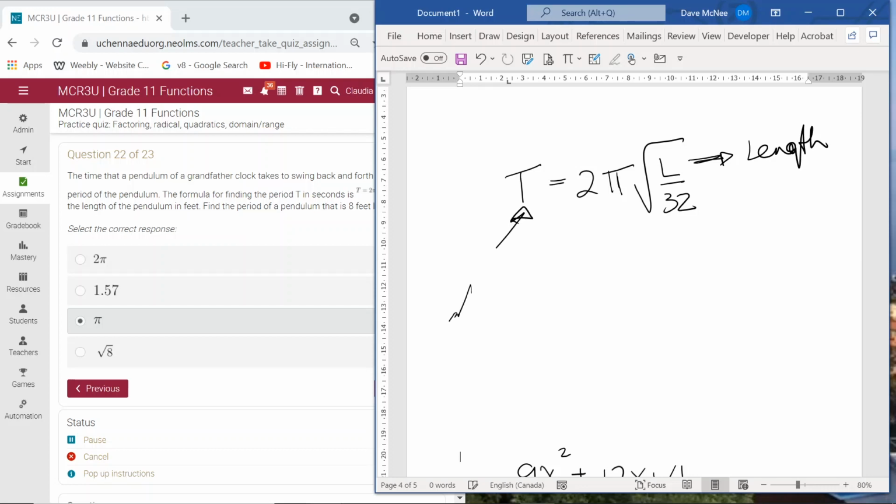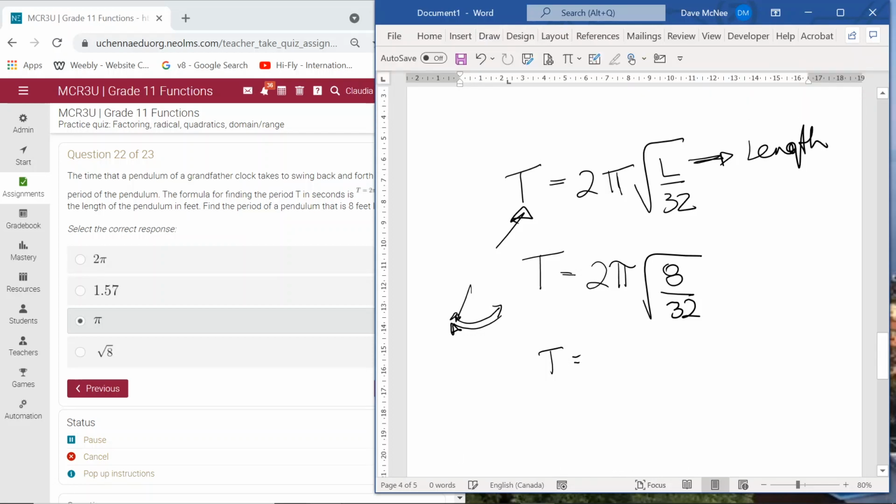So if the pendulum is here, it swings back and forth, right? So they're telling us to find T, which is find the period, when the length is equal to 8. So all we have to do is replace L with 8 and figure it out. So this is what you should have come up with, and I know that most people in the class did do this, but then some people had issues simplifying it.